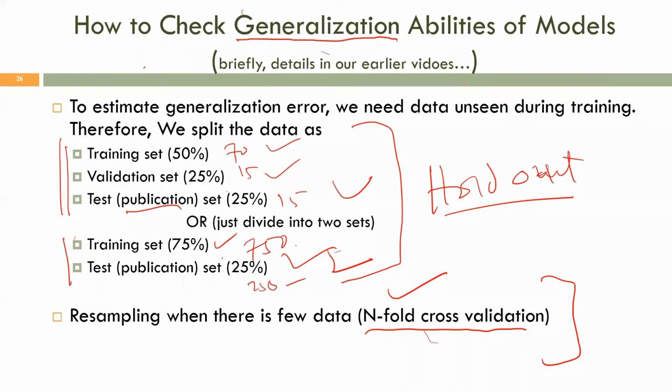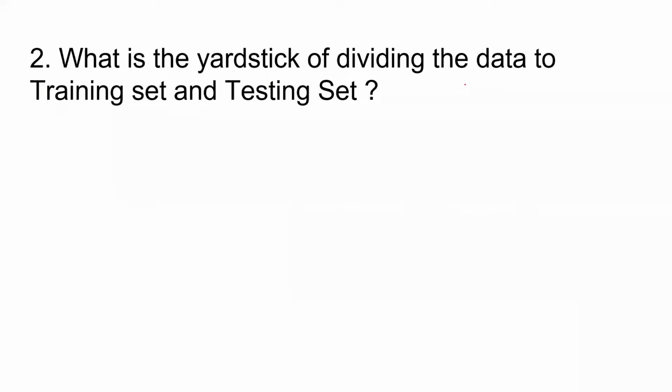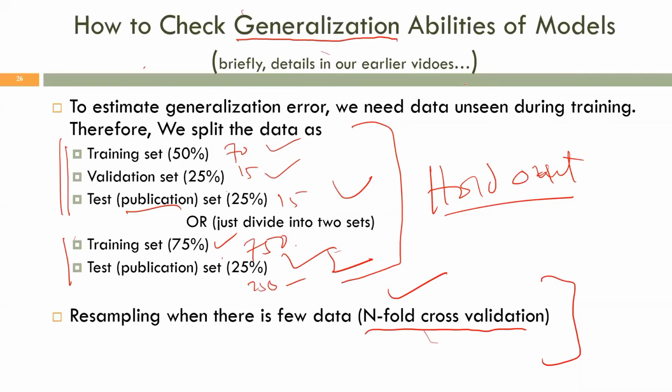We check generalization ability, by the way. And that is what the question is trying to ask. So what yardstick are we going to use to divide the data into training set and testing set? It's a function of the size of your data set. If the size is reasonable enough, we don't need to be specific about what is reasonable. It depends on the area. But anything less than 20, 30, 40, divided into 2, training and testing, will really not be all right. So we go for n-fold cross-validation.